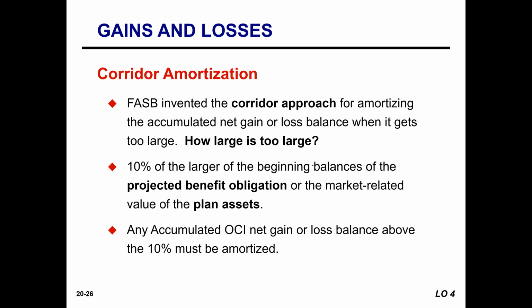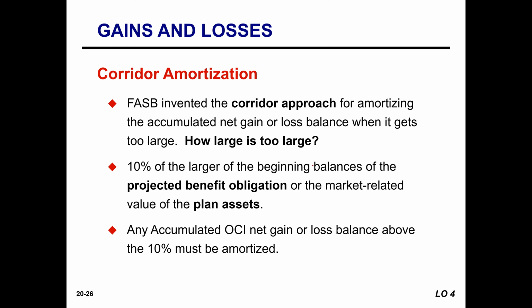Okay, so corridor amortization. It talks about corridor amortization on page 1133 of your textbook. Basically, this is a high and a low, and anything in the middle is the corridor. I think the next slide shows us a picture of this, but essentially, FASB invented the corridor approach for amortizing the accumulated net gain or loss balance when it gets too large.